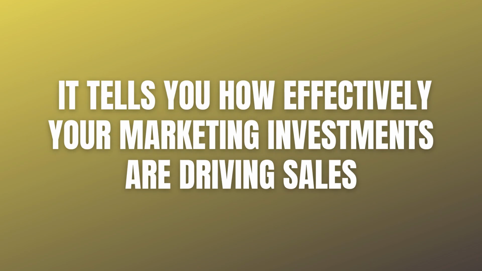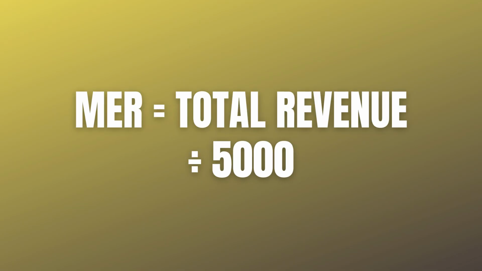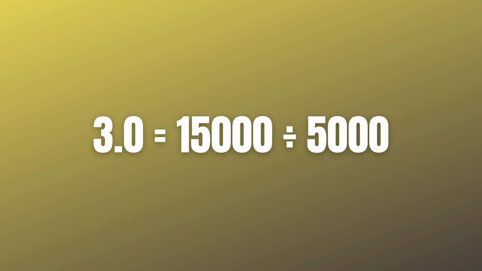MER is straightforward, but it's a comprehensive metric that compares your total revenue to your total advertising spend. So simply put, it tells you how effectively your marketing investments are driving your sales. So the quick formula is total revenue divided by total ad spend. For example, if you're spending $5,000 on ads and generating $15,000 in revenue, well then your MER would be 3.0. And this means for every dollar you spend on ads, you're earning $3 in revenue. So that's not bad, right?